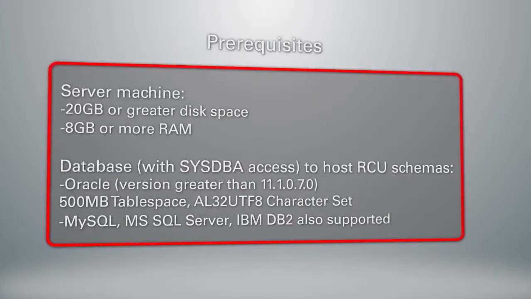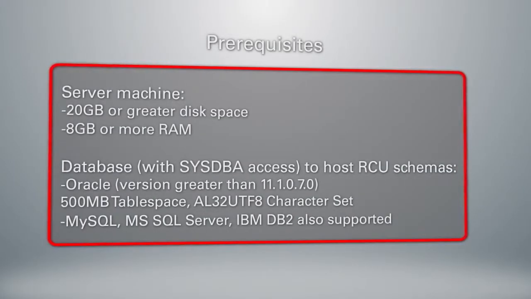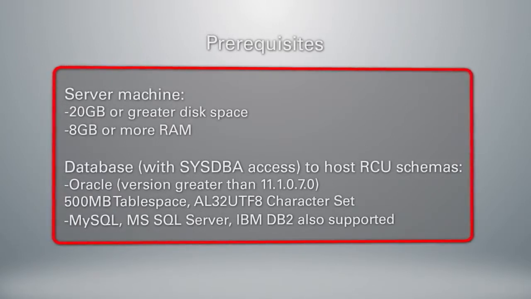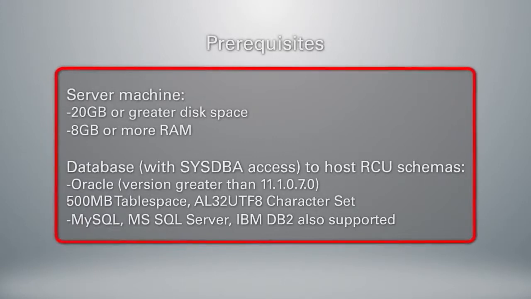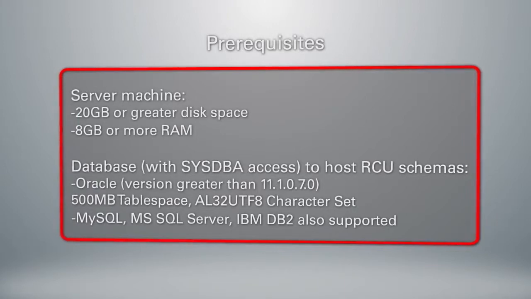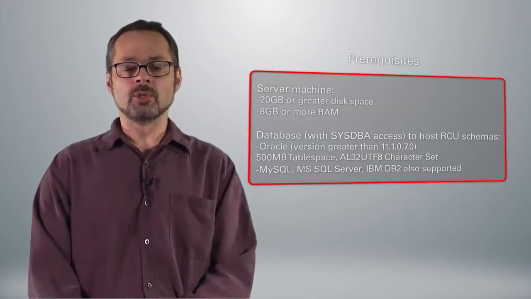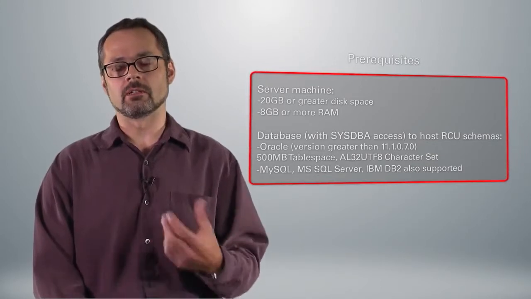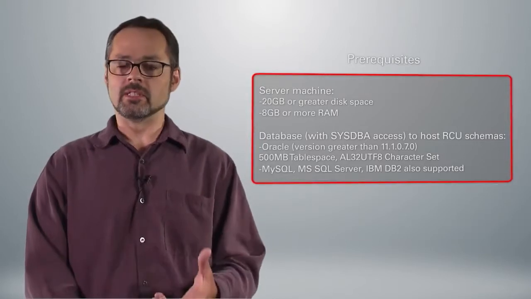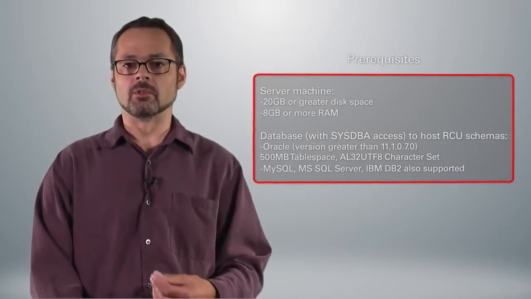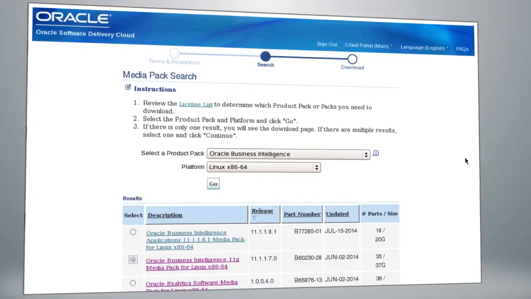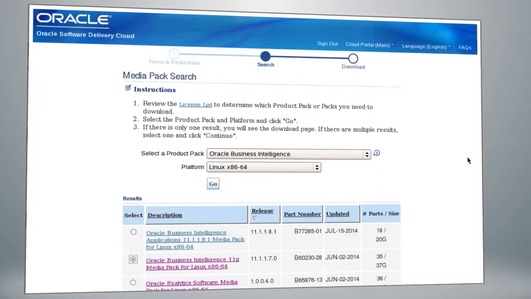In terms of the prerequisites, you're going to need a server machine. We're looking at about 20 gigabytes of hard disk space at a minimum, and in terms of RAM, around 8 gigabytes minimum. Obviously, the more disk space and RAM that you have, the better. You're also going to need access to a database where 2 schemas will be installed. Now, these are going to support the Oracle Business Intelligence installation. And when you see the demo later on, we have a utility called the Repository Creation Utility that creates those schemas.